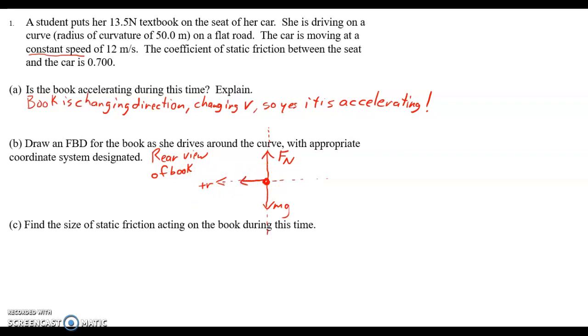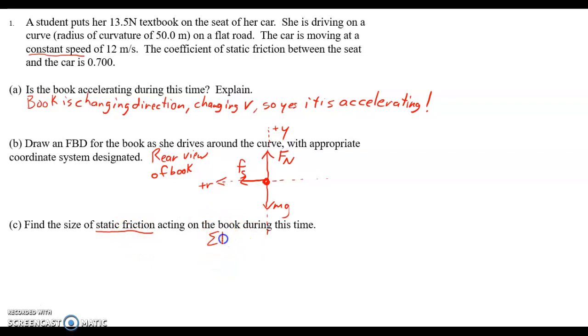There always has to be a force inward, toward the center of the circle, if an object is going in a circular path. This book is not sliding, so there is a static friction force. Another clue that there's a static friction force is that right there, of course. And then we have a Y direction. And we're asked to find the size of the static friction force.